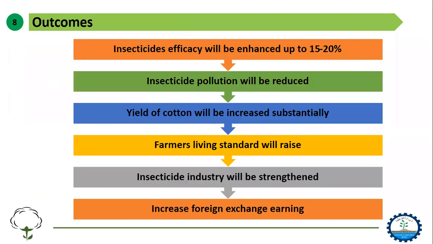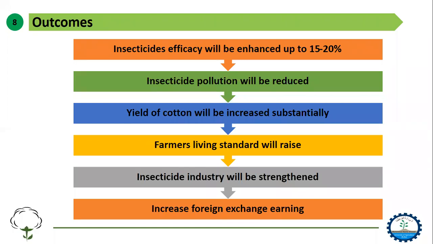So what are the possible outcomes of this technique? After the application of this technique, insecticide efficacy can be enhanced by up to 15 to 20%. This is a rough estimation. If we could improve the insecticide efficacy, that means we could reduce the insecticide pollution. Before, farmers were using improper pesticide doses in the field, but after this, we could save on pesticide application.